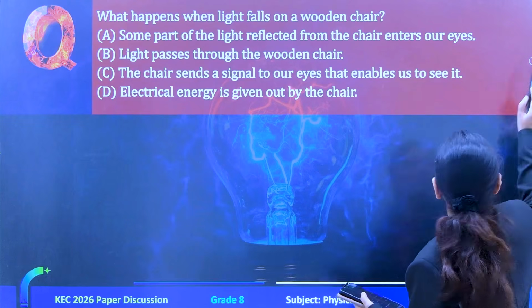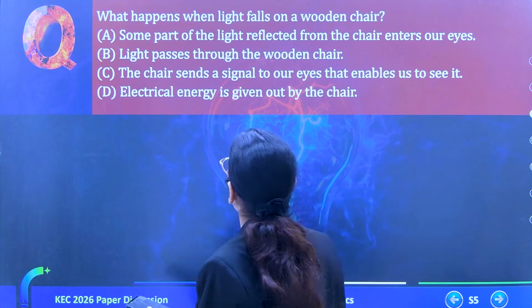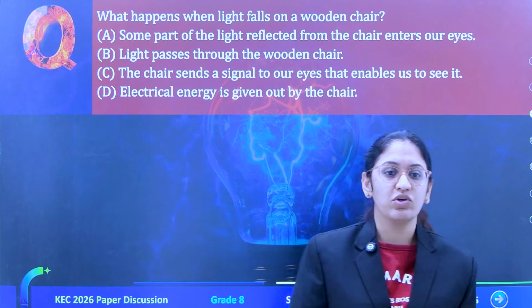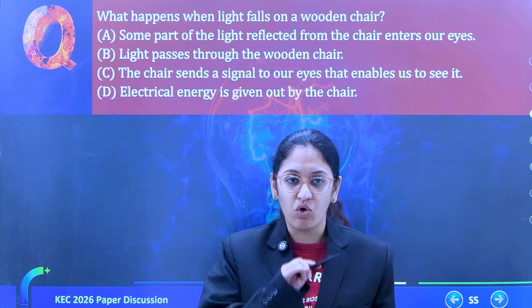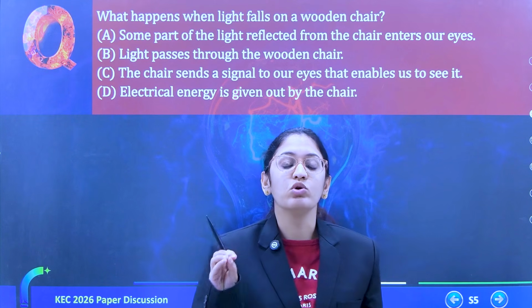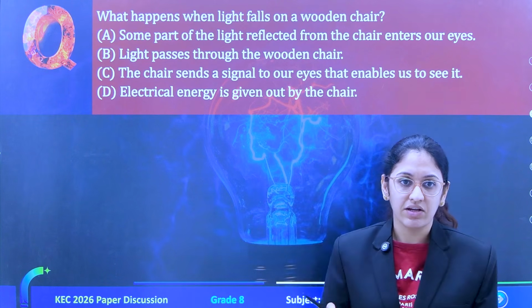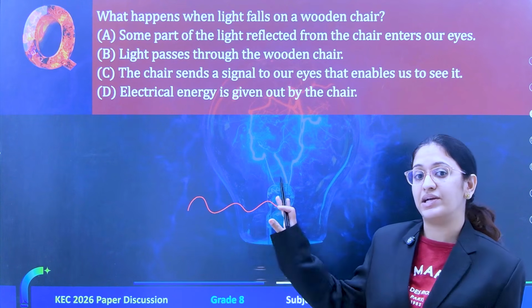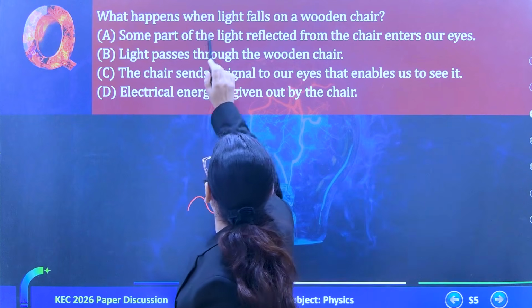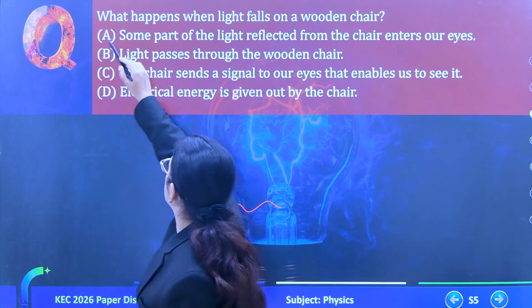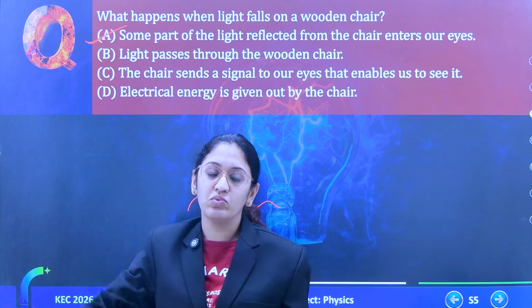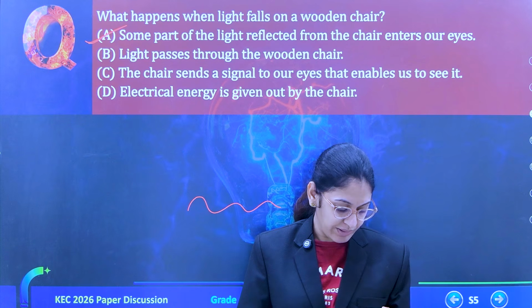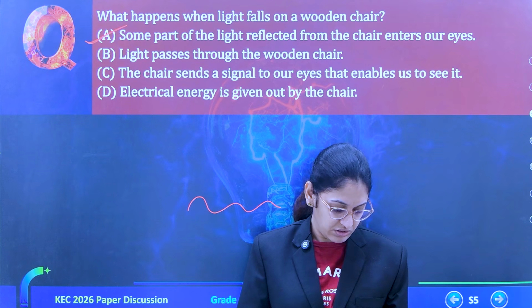Next question. What happens when light falls on a wooden chair? See, you can see the wooden chair. A wooden chair is a diffuse surface. So a diffuse surface also reflects light. It is not a mirror, but it is a diffuse surface. So some part of light gets reflected from the chair and enters our eye, due to which we can see the chair. Correct? Which question, Bipro?